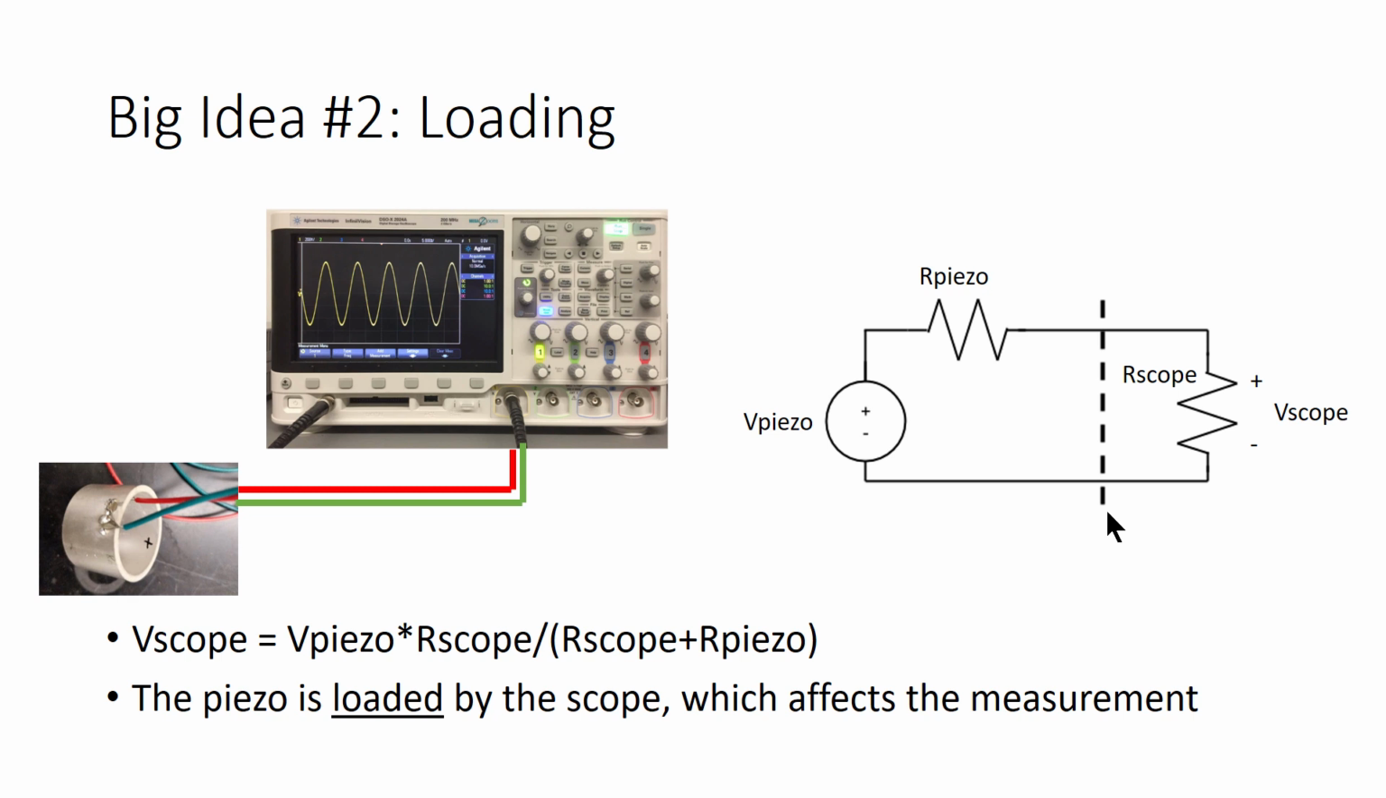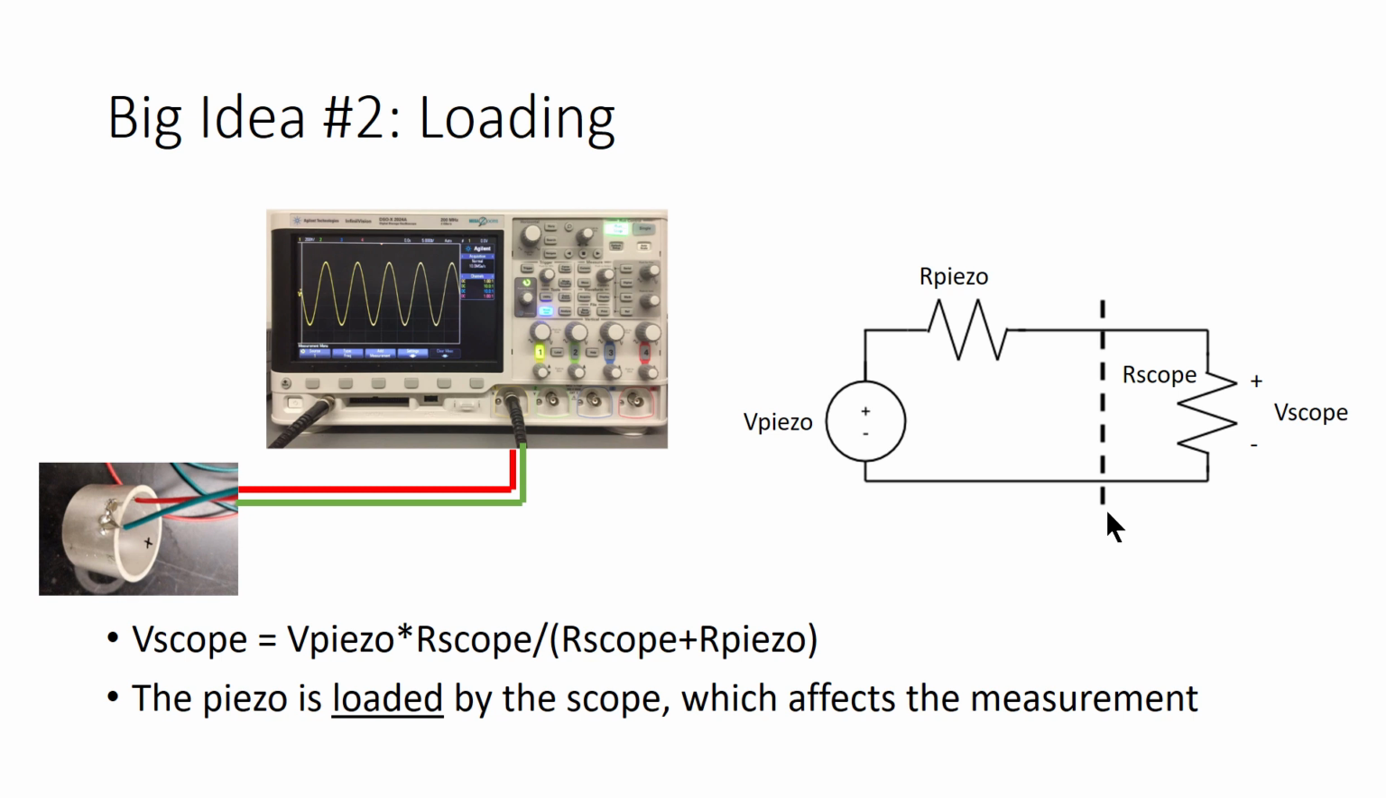And that tells us that V scope, the voltage we measure, is equal to R scope divided by the sum of R piezo and R scope. That means the voltage that appears on the oscilloscope isn't the same as the voltage that's generated by the piezo. So the voltage we're trying to measure isn't the voltage we actually measure because the oscilloscope itself influences our measurement. This change in measured voltage is called a loading effect. We could also say that in this case, the oscilloscope is loading the piezoelectric tube.